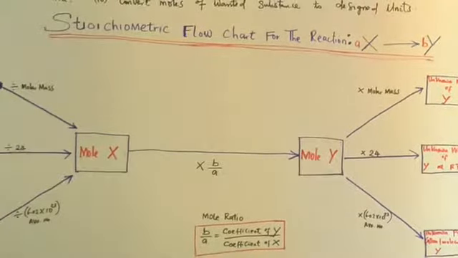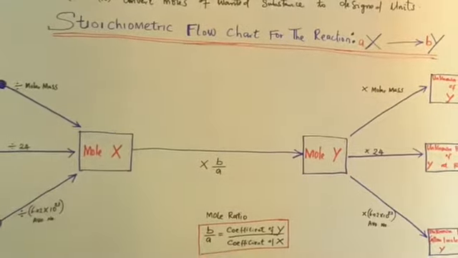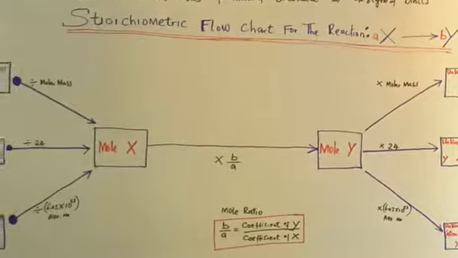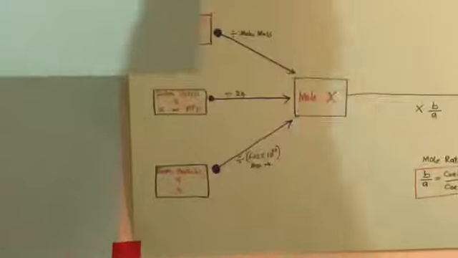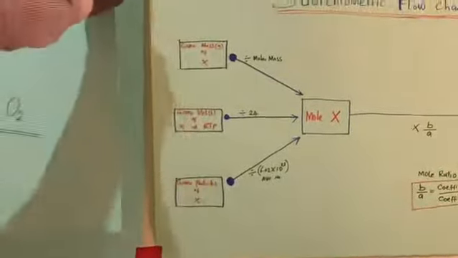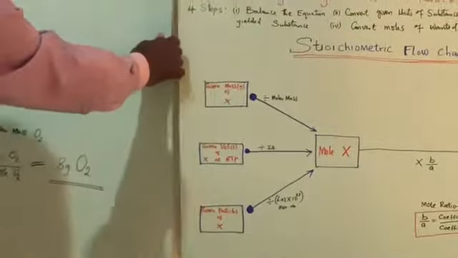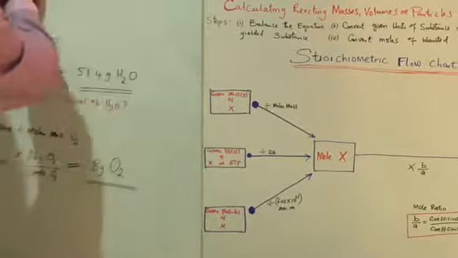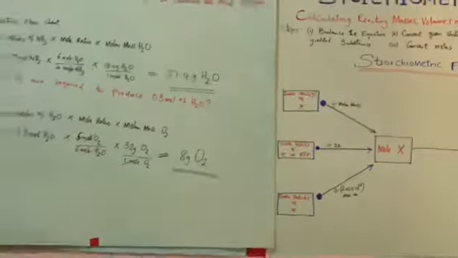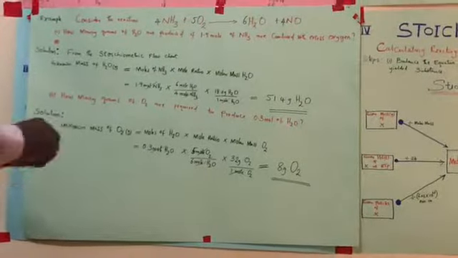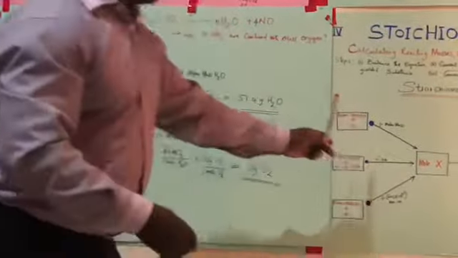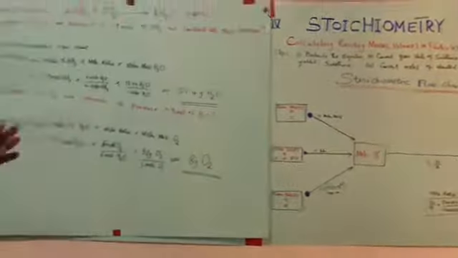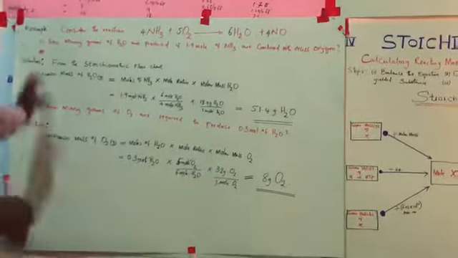Take for example, I will give you a good example of how to solve such a problem. This is a good example of how this can be solved. For instance, following this stoichiometric flow chart for reactions, we have an example here.